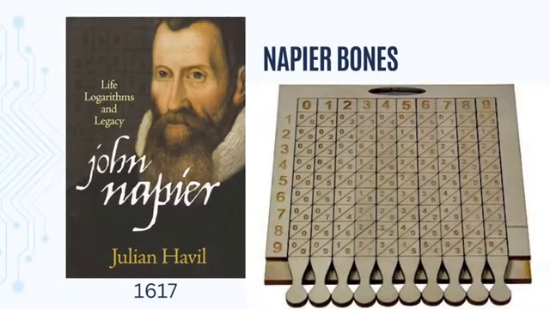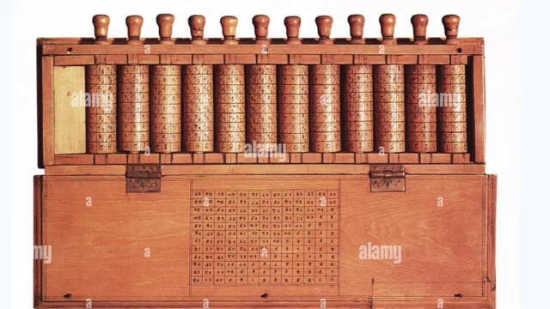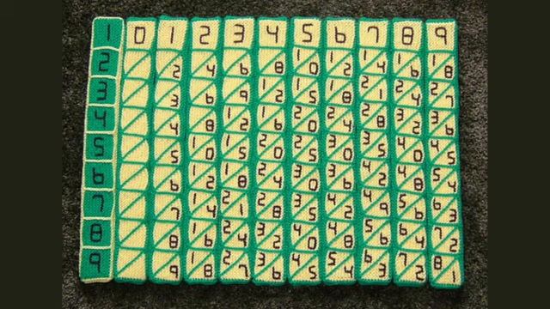Next is the Napier bone. The Napier bone was invented in the year 1617 by a man called John Napier. The device involved a collection of movable numbered rods and a board. Also, John Napier made use of this device when he constructed bones.